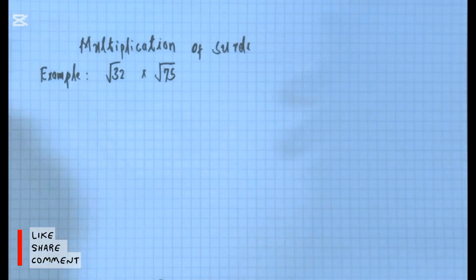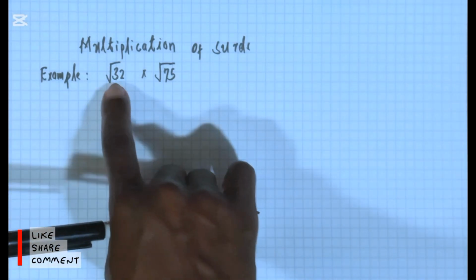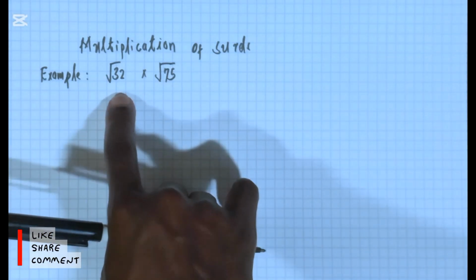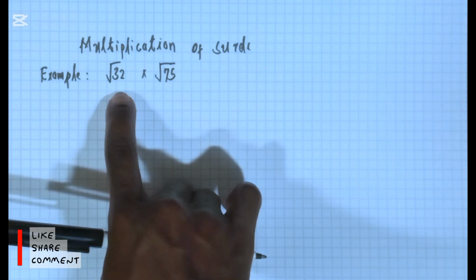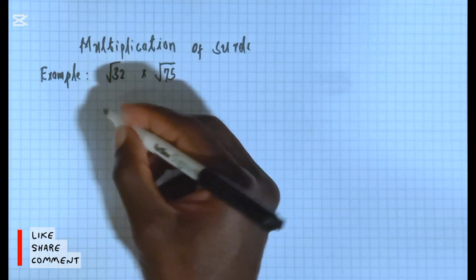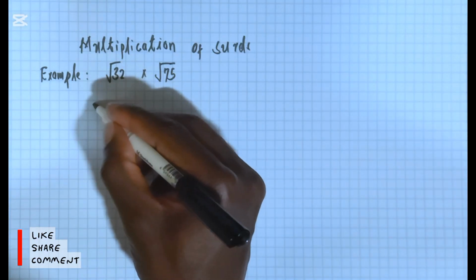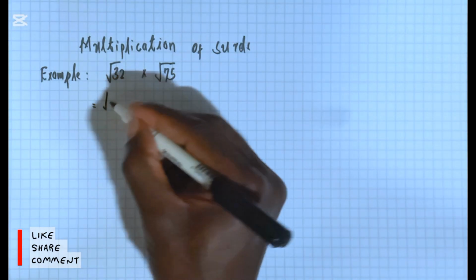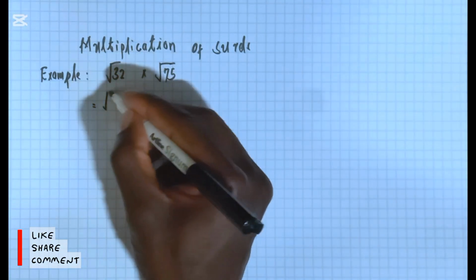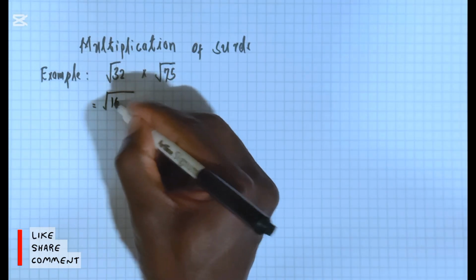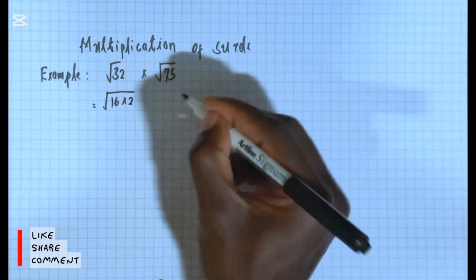So 32 written in its simplified form, you want to think of a number that, when we divide 32 by it, and it has to be a square, will give us a perfect quotient. And that number actually is 16. So we are going to write 32 in terms of 16. So that's going to be root 16 times 2, okay?